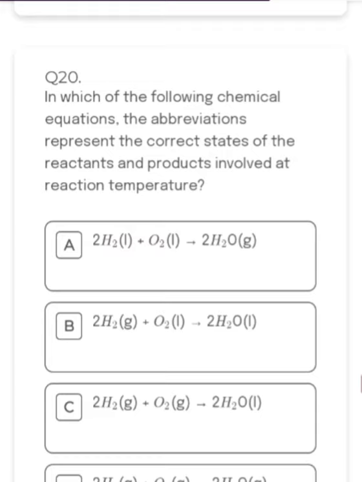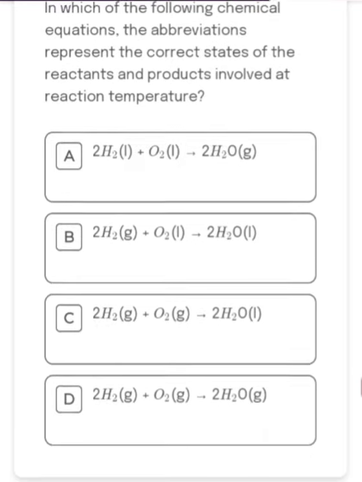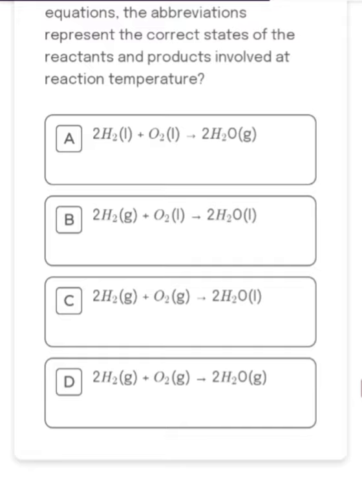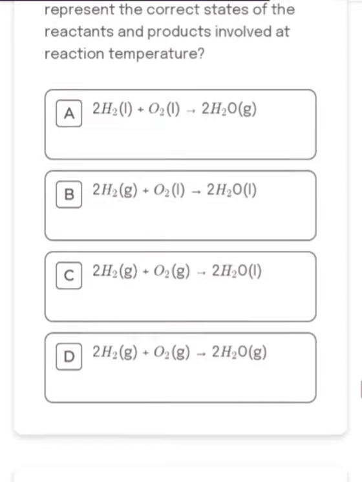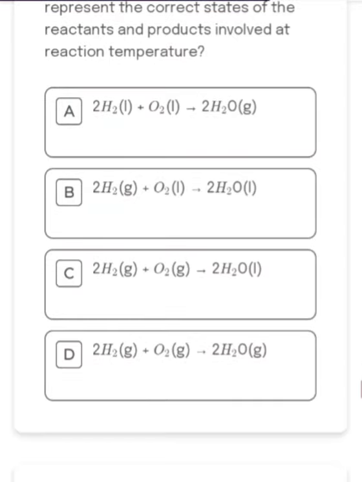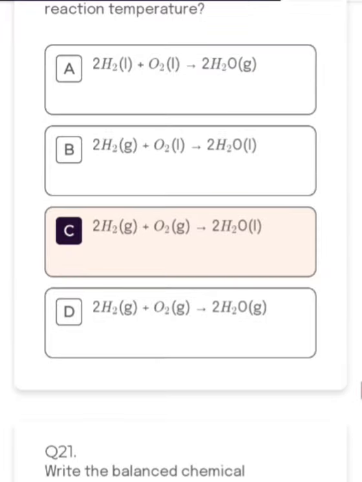Next question. In which of the following chemical equations do the abbreviations represent the correct states of the reactants and products involved at room temperature? So in these chemical equations, the abbreviations which are in correct states are, so the correct option is option C, because in C, H2 is in gaseous form, O2 is also in gaseous form, and we get water which is in liquid form. So the correct option is option C.